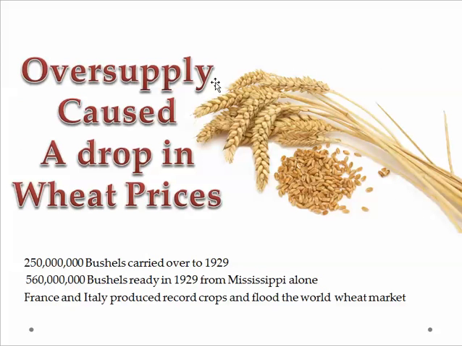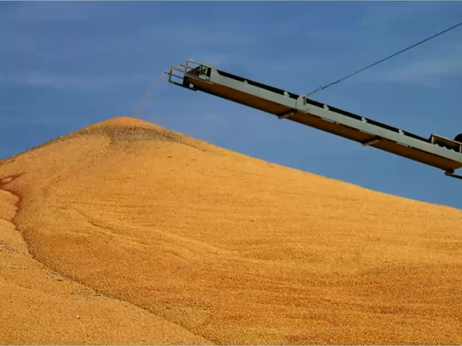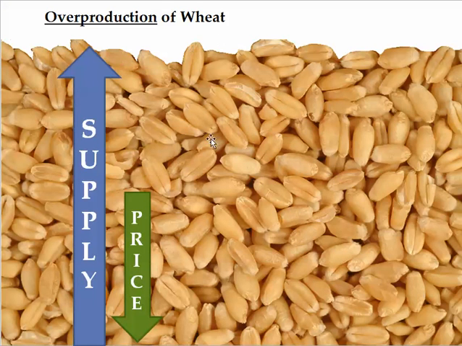When we talked about the oversupply and production of wheat, it is going to cause the prices to drop. And here's an overproduced size of wheat pile here. With the overproduction of wheat, we see as supply goes up, price goes down. It's the law of supply and demand. And too much wheat was produced.